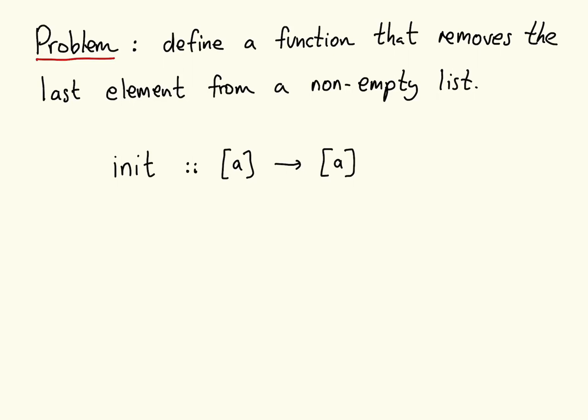But there's a point to note here. It says in the problem description that it should remove the last element from a non-empty list, but this type here is any old list. This could be an empty list or a non-empty list. So actually the Haskell type system is not quite powerful enough to express part of the problem description, that this function should only work for non-empty lists, because when I see this type here, this could be the empty list. There's nothing to stop me calling the function with that.